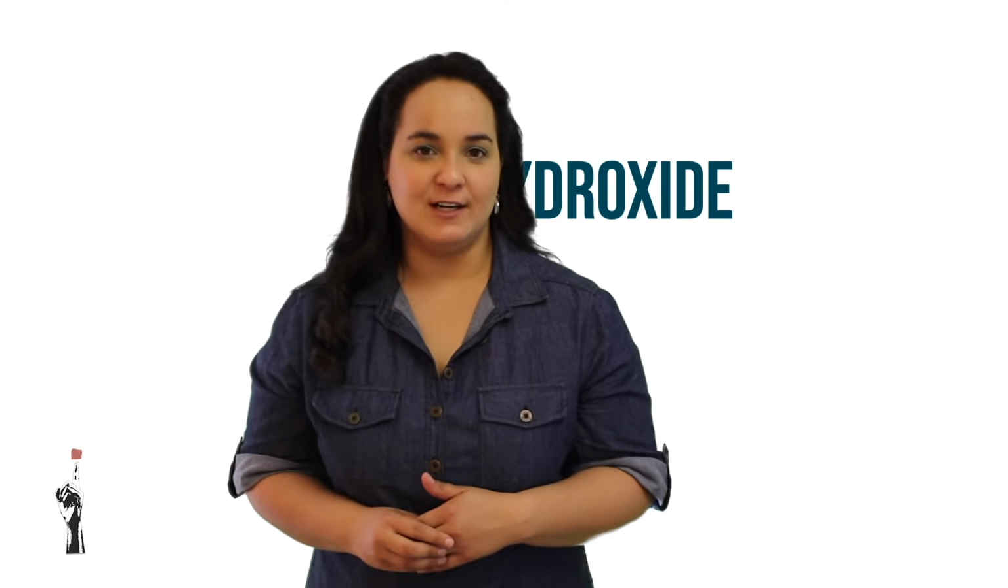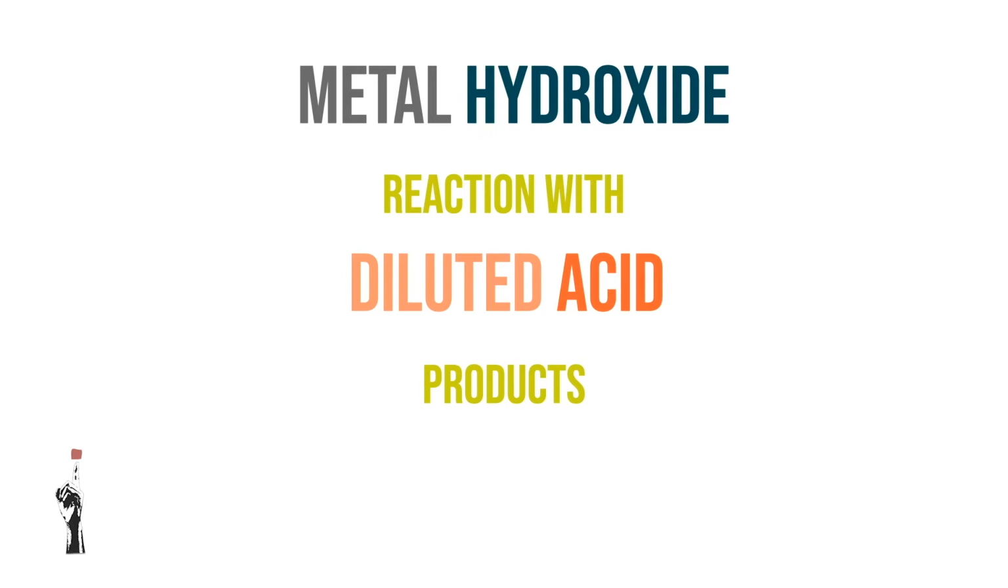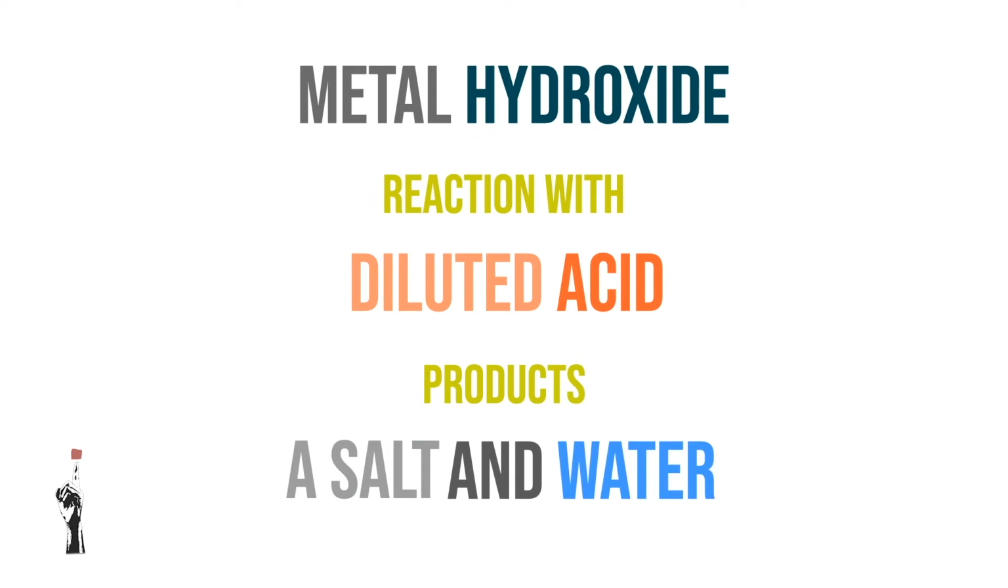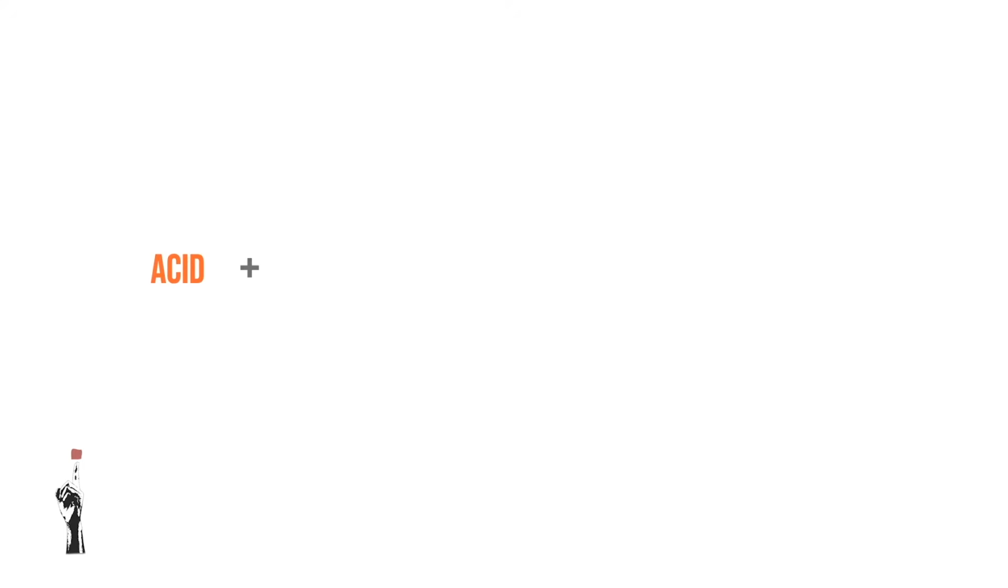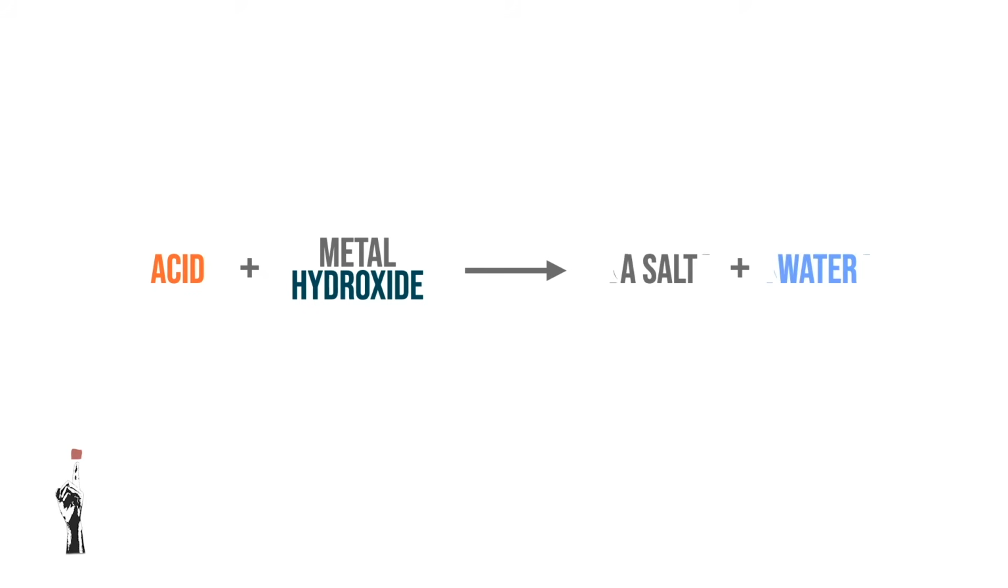If a metal hydroxide were to react with diluted acid, the products that form will be a salt and water. The type of salt that forms will be greatly dependent on the reactants that were used. The general equation for this type of reaction is as follows. Acid plus a metal hydroxide. The arrow indicates that a chemical reaction is taking place between the two reactants. And the products that form are a salt and water.